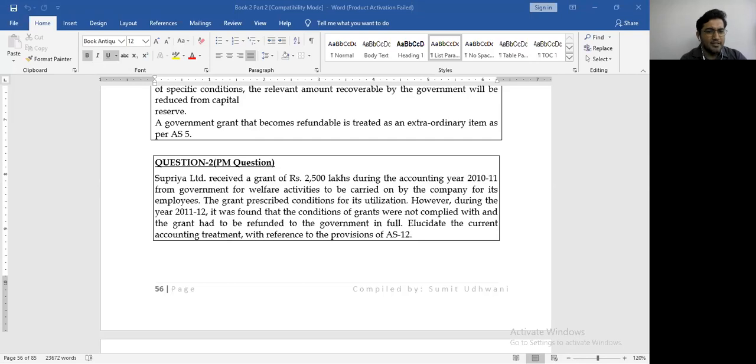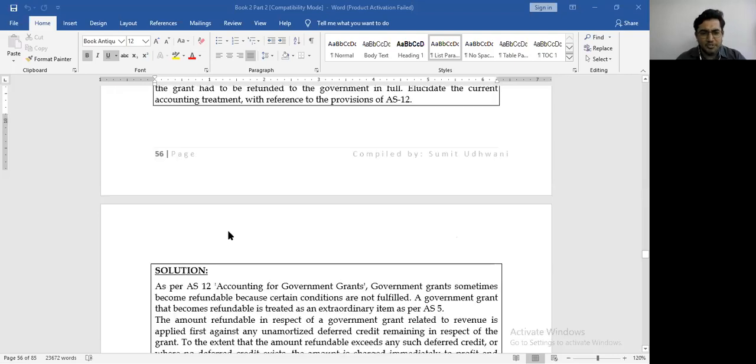Are you understanding? So first point, this is in the nature of revenue expenditure. At the time of refund, you will charge it to the profit and loss account. And second important point, you will treat it as an extraordinary item and will separately disclose it in the profit and loss account. Right, let's see what they have given in the solution.